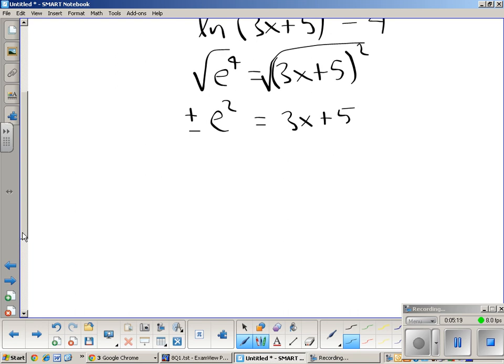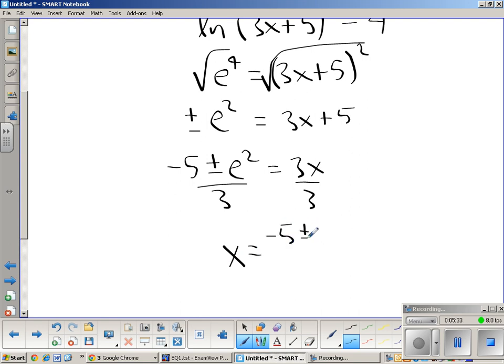And so now if I subtract 5, I get negative 5 plus or minus e squared equals 3x. And if I divide by 3, I'm just going to switch it around. X is equal to negative 5 plus or minus e squared over 3. So now when I plug that in my calculator, I'm going to get negative 5 plus e squared over 3 and negative 5 minus e squared over 3. And so I get two answers.